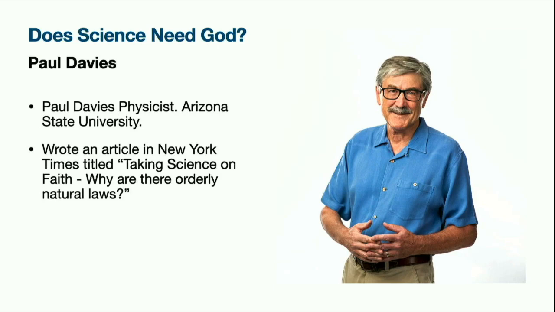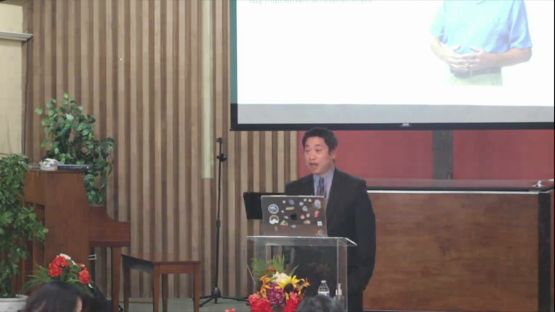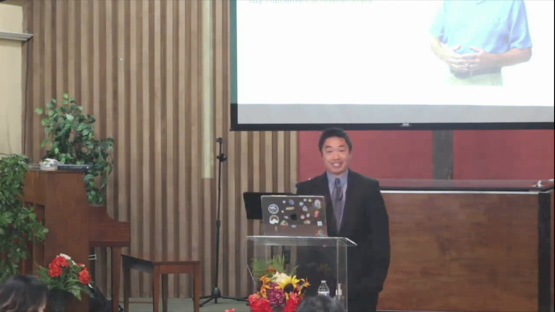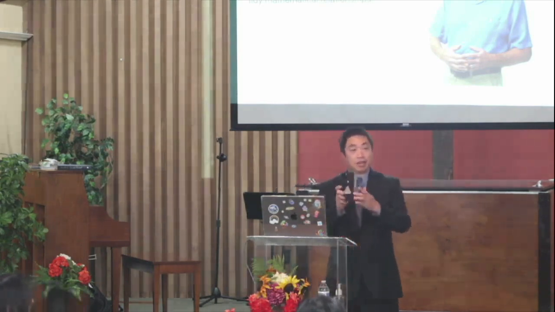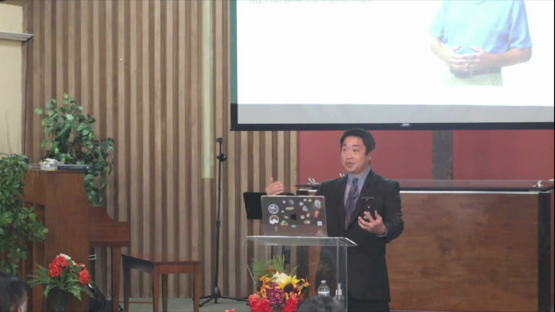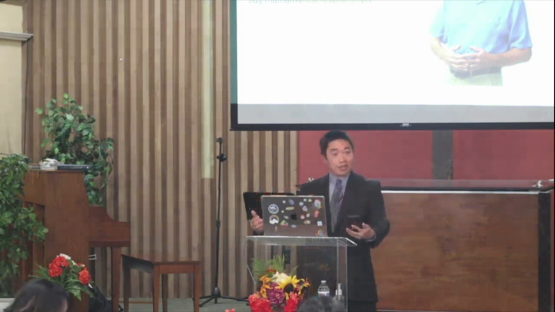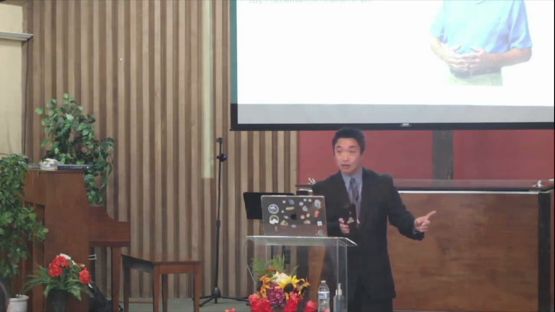Why are there orderly natural laws? Scientists take the orderly natural laws of physics on faith, he says, and that those laws are all expressed as tidy mathematical relationships. Now, have you ever wondered why our world is so well described by mathematics? Which is, by the way, empirical science. Have you ever wondered why? If I have one phone here and I have another phone here, 1 plus 1 equals 2. Mathematics describes our world so well, right? You don't have one phone and another phone and that equals 4 or 8 or 16.